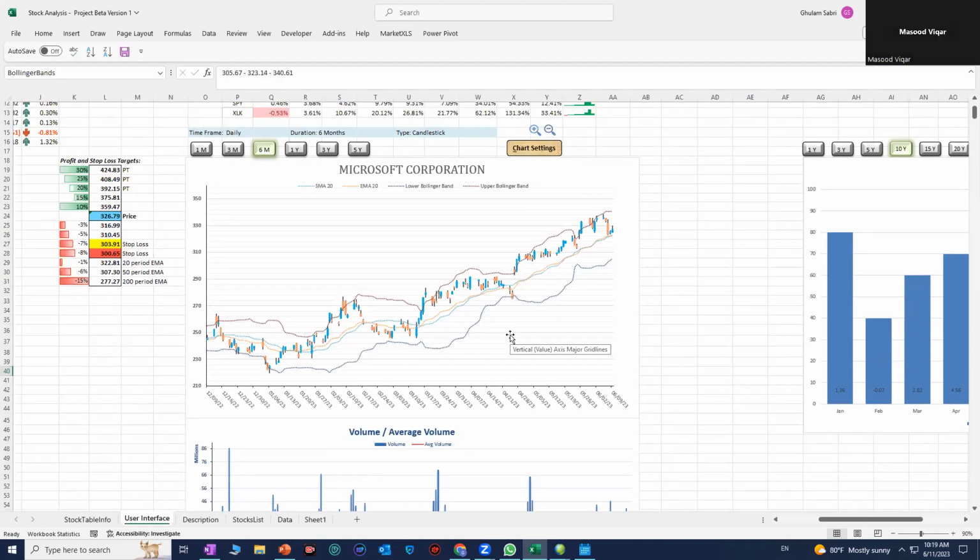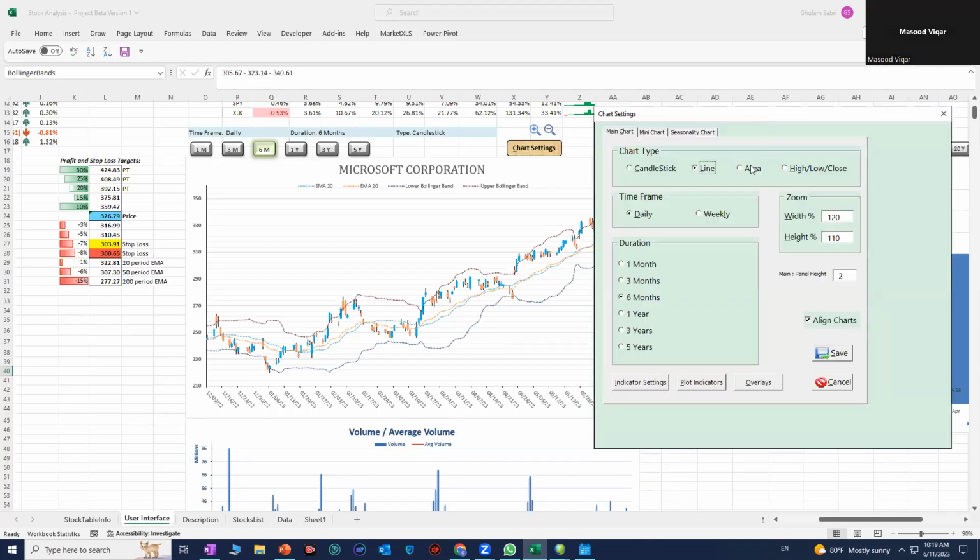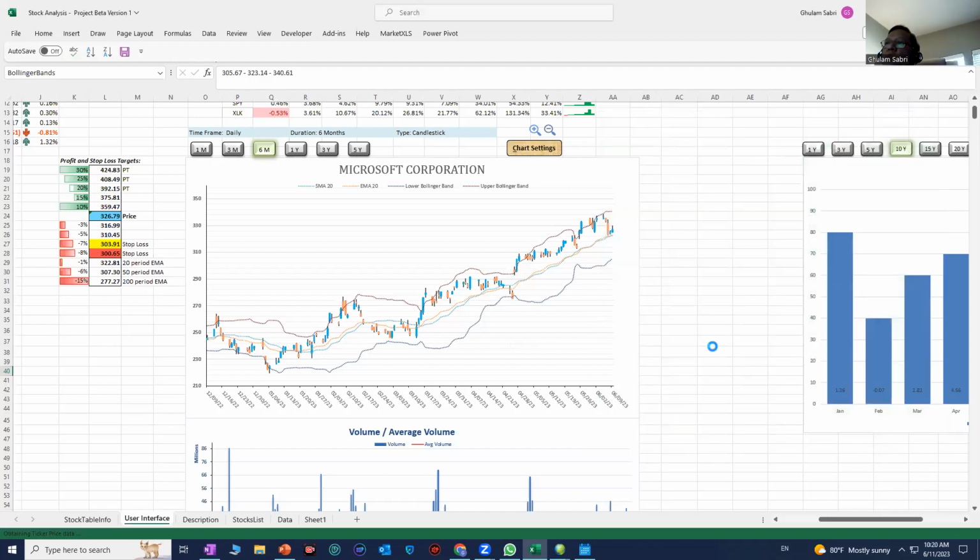Now I can change the setting from chart settings, and I can change it to different types: area, line, or different candlestick. Change it to weekly, whatever suits me. Let's change it to line.